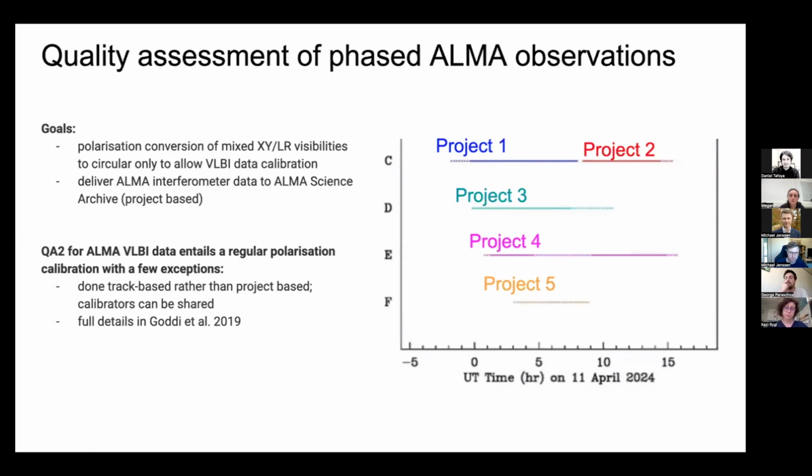These projects will share, or may share, calibrators. In particular, they may share the polarization calibrator to cover a wide range of parallactic angle. And this means that the quality assessment is also done track-based rather than project-based. And if you want to know more details about the quality assessment of phased ALMA observations, please have a look at the paper by Goddi and collaborators from 2019.